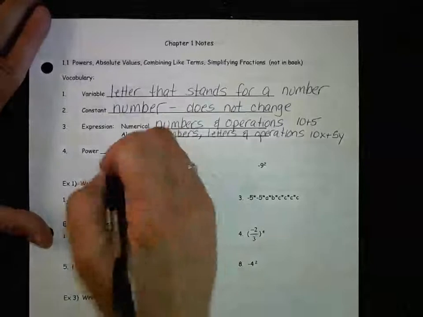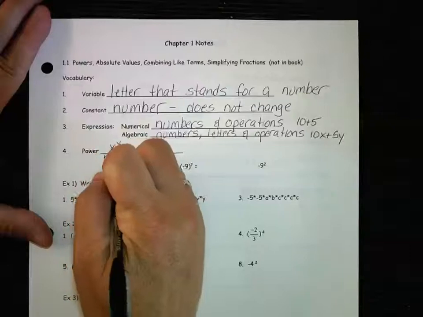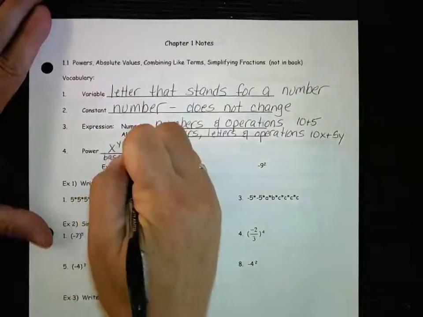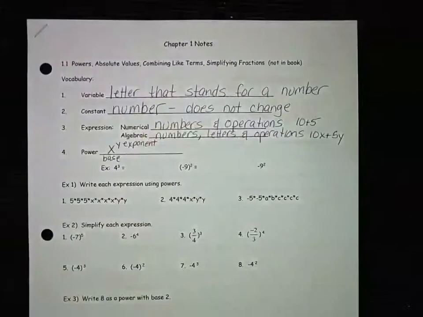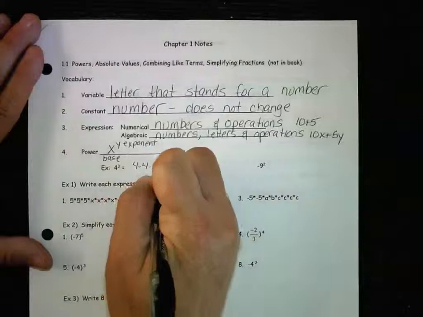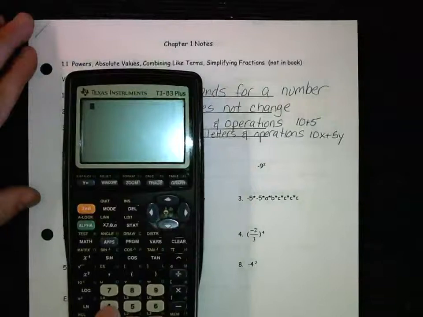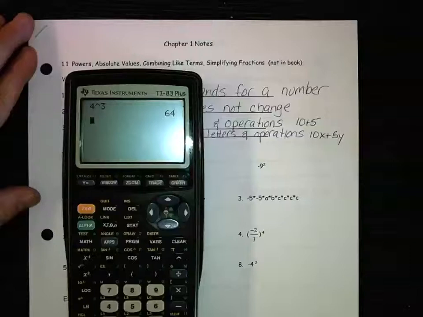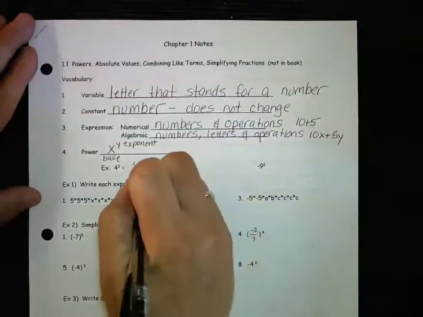And power, I'm going to write x and y. This is called the base, and this is called the exponent. The first one that we have is 4 to the third power, and that means we are going to do 4 times 4 times 4. On our graphing calculator, you're going to do 4, up arrow, 3, and then hit enter. And 4 to the third power is 64.